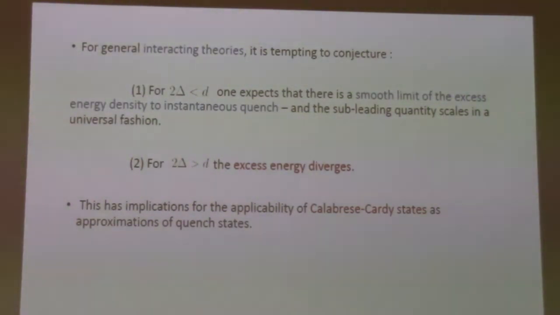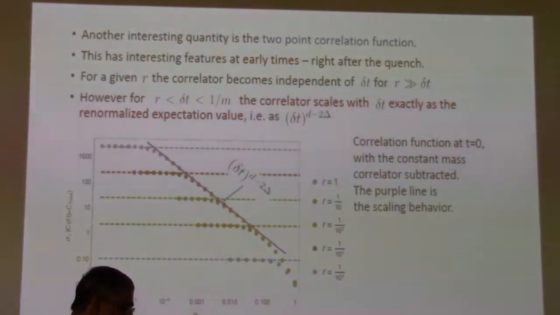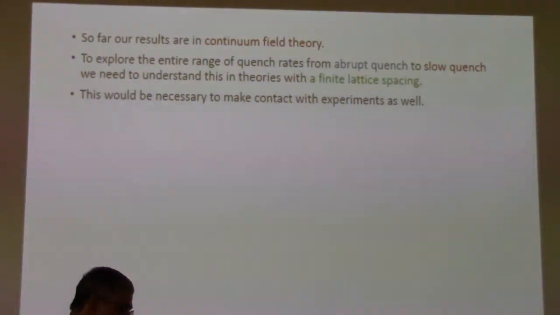For general interacting theories, we don't have a very solid argument of how this works, but this is the conjecture. For delta less than d upon 2, one expects there is a smooth limit of the excess energy density to the instantaneous quench, and the subleading quantity scales in a universal fashion. For 2 delta greater than d, the excess energy diverges exactly in the way predicted by the scaling law. This part has been verified in explicit conformal perturbation theory calculations recently. Let me skip this part, I'm probably running out of time. There are other UV finite quantities which you can examine and learn something from.